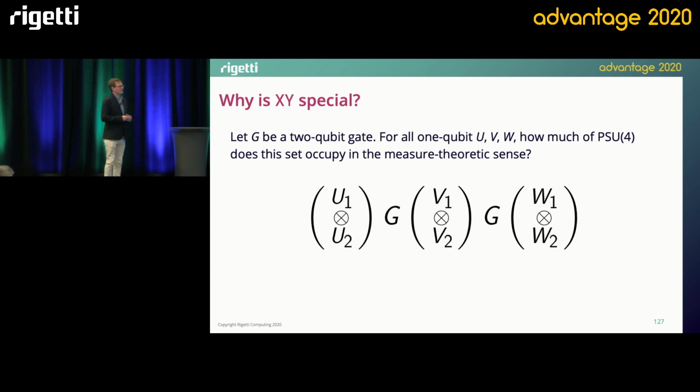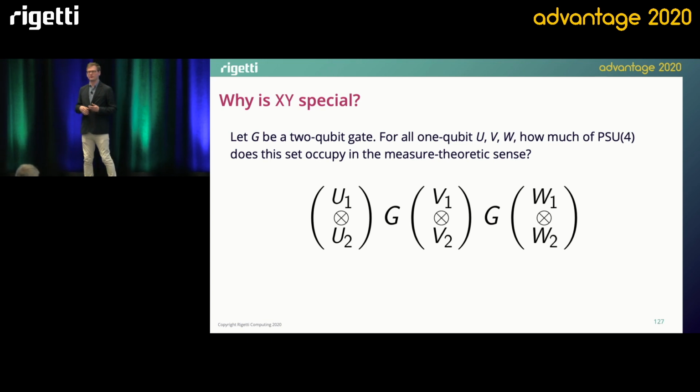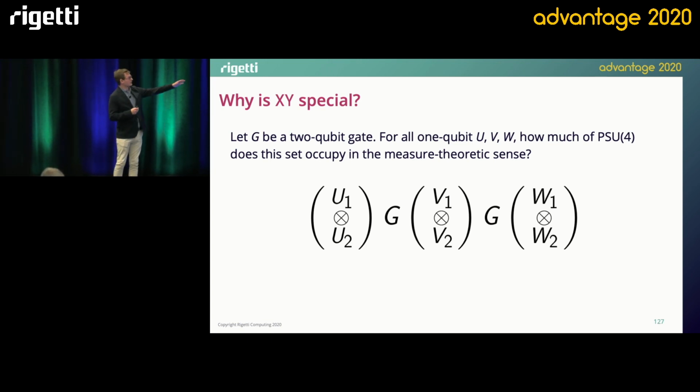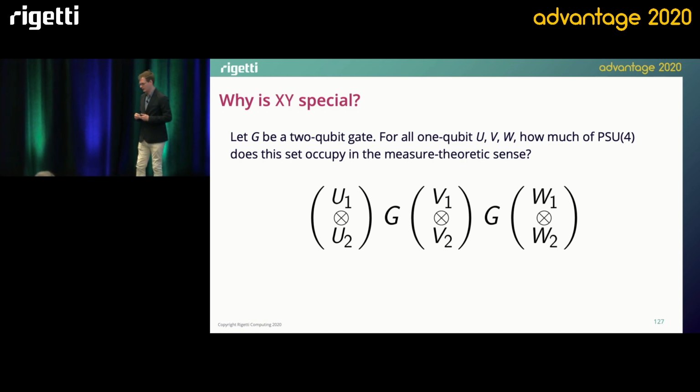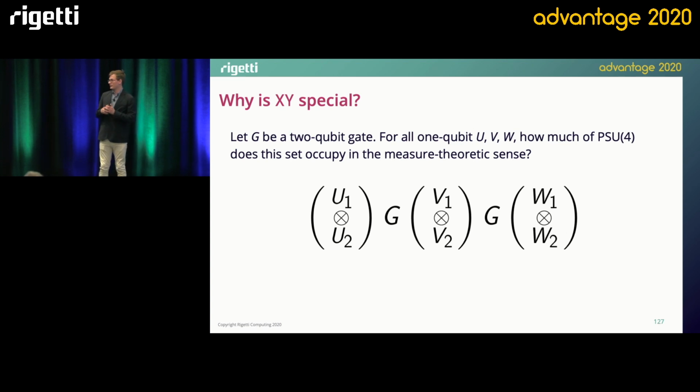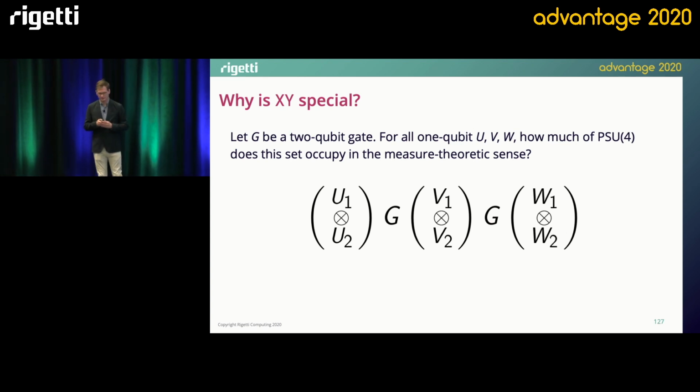More mathematically, if G is the gate whose specialness we're interested in measuring, the question is, if we only allow 2 invocations with any 1-qubit gate sandwich in between, where U, V, W are tensor products of 1-qubit gates, how much of the space of PSU4, the projective special unitary group, do we actually get from this expression? Roughly speaking, if we were to draw a random element out of PSU4, what's the probability that we could express that element in terms of this expression?